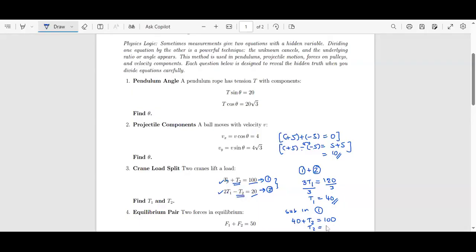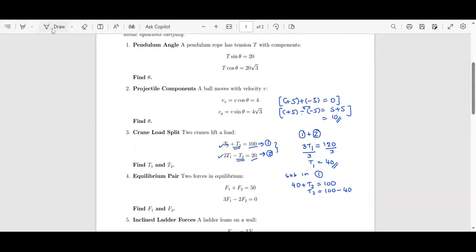So I take 40 to the other side, and it gets subtracted from 100. So 100 minus 40 is 60. So t2 equals 60. So we have the two values, 40 and 60.